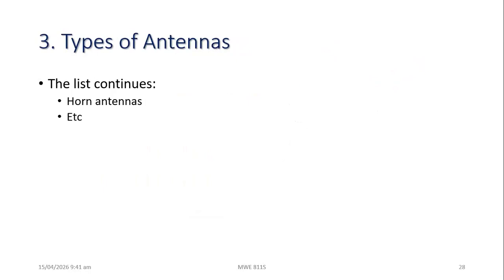So the list of types of antennas goes on. There are also what are known as horn antennas and so on and so forth. We can actually keep on, but these are the basic antenna types that you need to be aware of. Of course, these are the ones used in most modern communication as well.